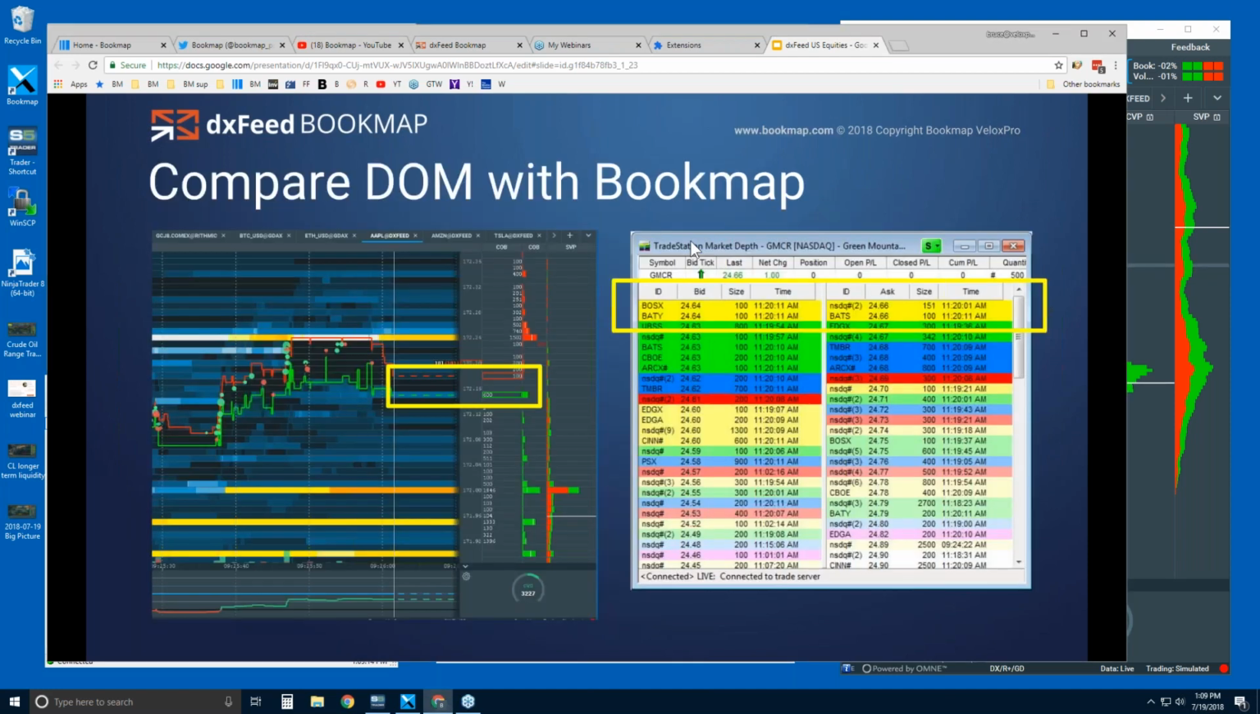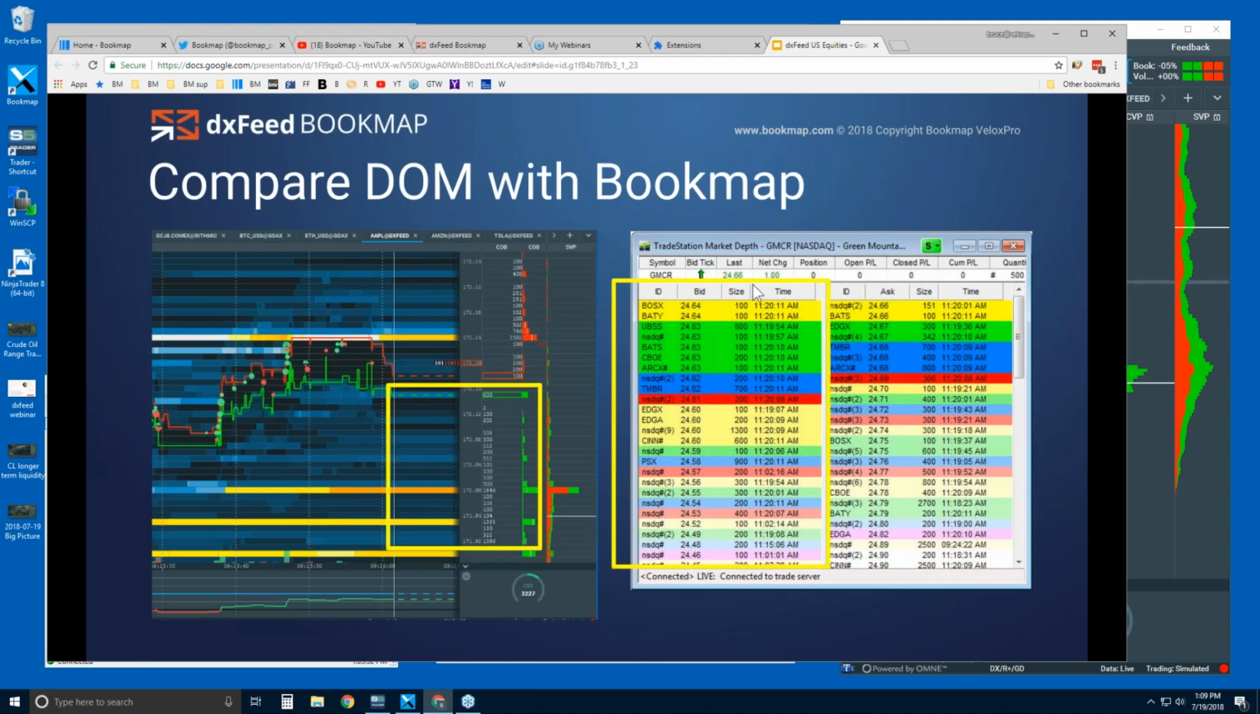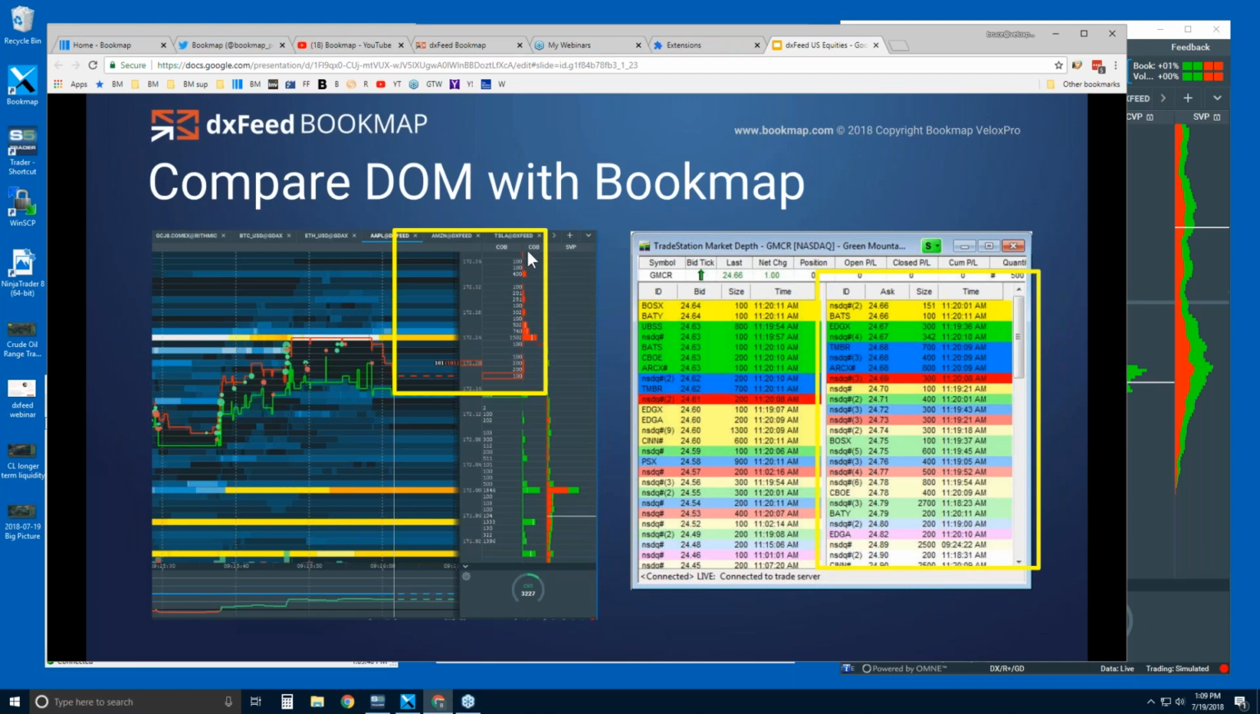Okay, comparing with Bookmap, well, let's just go through the simple comparison. The top of the book here, your best bid and offer. Here it is in Bookmap. Best bid and offer is here. The dashed red line is the best offer, dashed green is the best bid. Then the depth here on the bid, here it is in the DOM, and then here it is in Bookmap, it's below current price. And then on the offer, it's above current price.